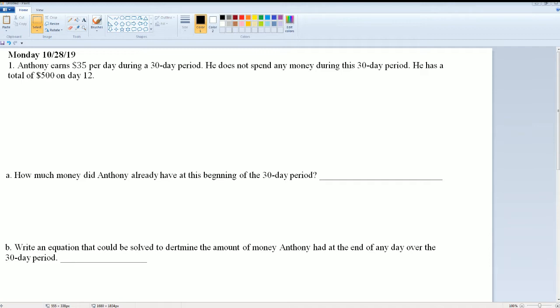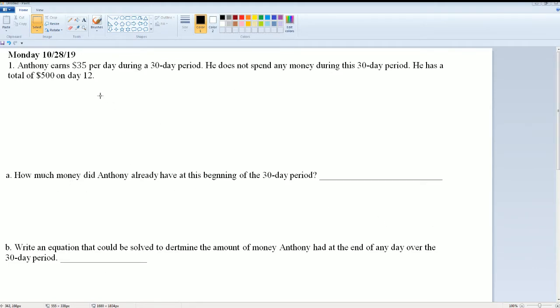Okay, number one, it says Anthony earns $35 per day during a 30-day period. He does not spend any money during his 30-day period. He has a total of $500 on day 12. All right, and we have to answer A and B.